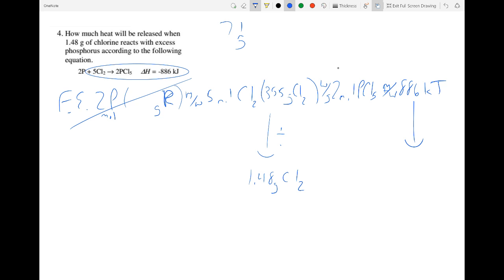So we're going to take this and divide it. It's going to be divided by a lot, 240. And that is 3.69 kilojoules.